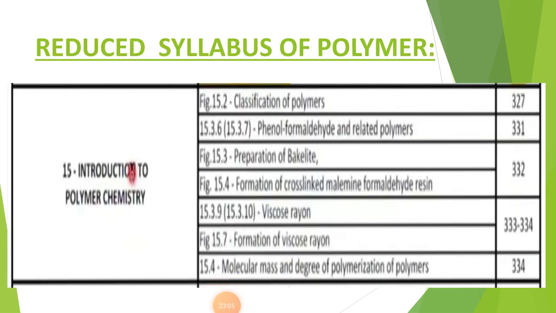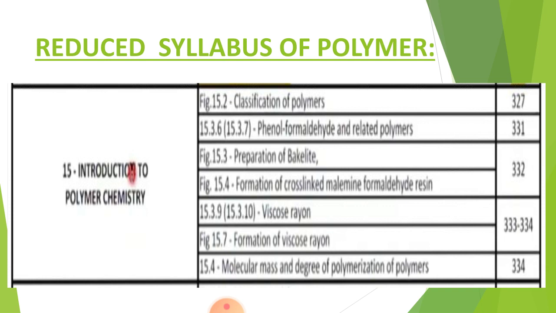Some of the part from the chapter has been reduced due to COVID-19. First one is your classification of polymer, page number 327 of your textbook. Whatever the topic is there in classification of polymer, that is your classification based on the sources.